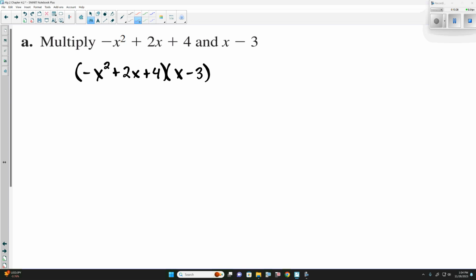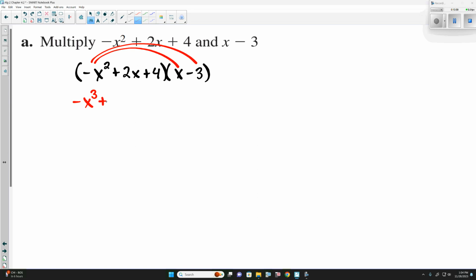What we're going to look at next is multiplication. Now we can do multiplication vertically and horizontally. We're just going to mainly look at horizontal. Because when we multiply horizontally, we're just distributing our terms. So we'll start off with negative x squared. We'll distribute it through our second term. So negative x squared times x is negative x cubed.